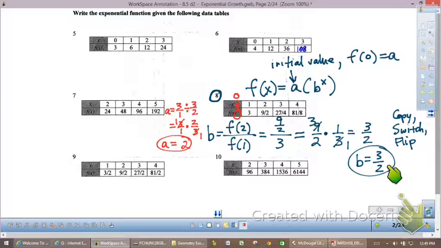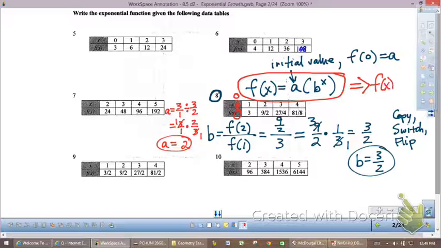A and b. We're going to put it all together into this function right here. It's kind of a mess. That's okay, we'll squeeze it all in. So f of x equals, what's my a, guys? 2 times 3/2 to the x power. Oops, can't forget that. Okay? So there it is. That's how you do it.